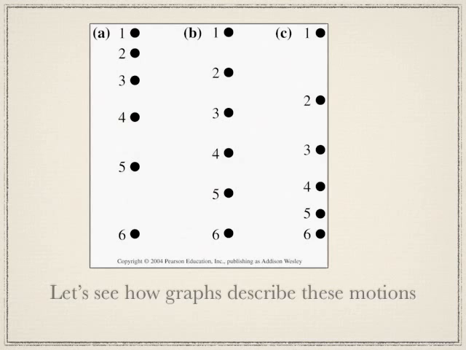In C, it could be an object that's falling vertically but slowing down somehow, maybe by having a parachute opened. It could be an object that's slowing down by applying the brakes as it's moving along a road. It could be any object that's slowing down. From 1 to 6, the displacement is decreasing.